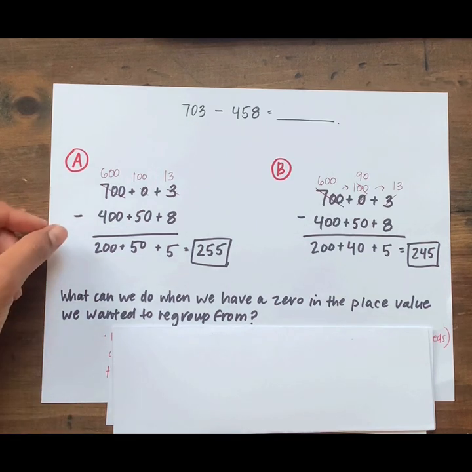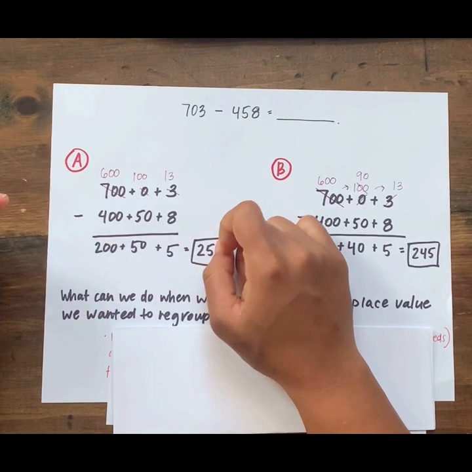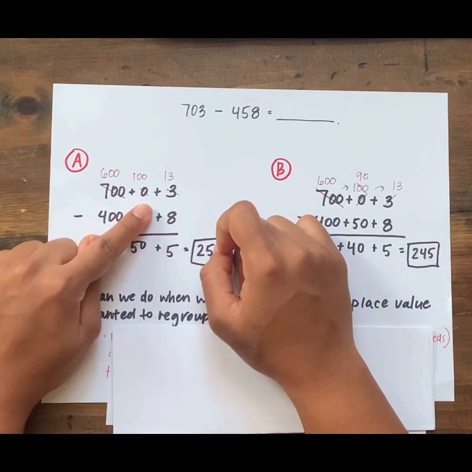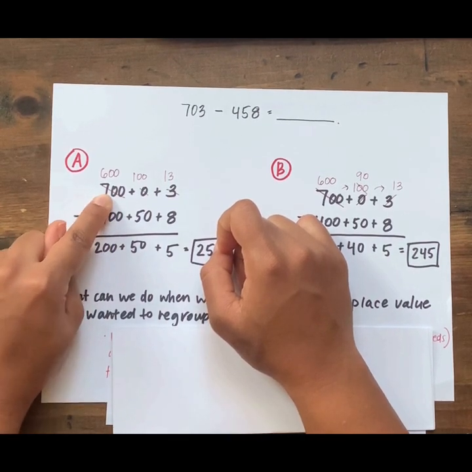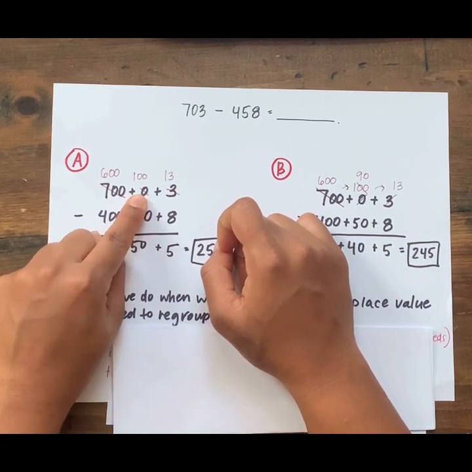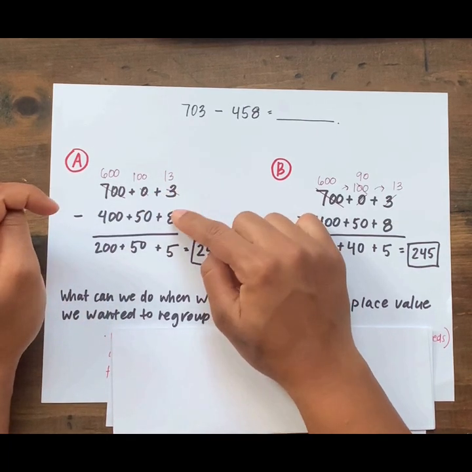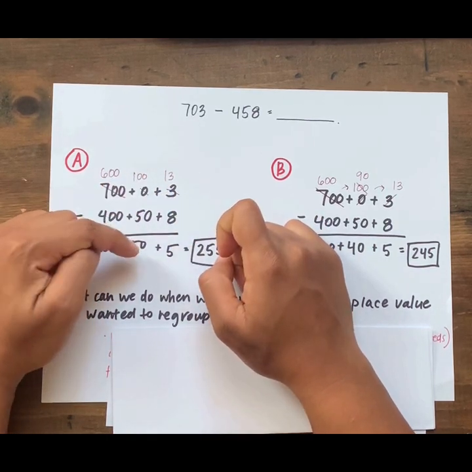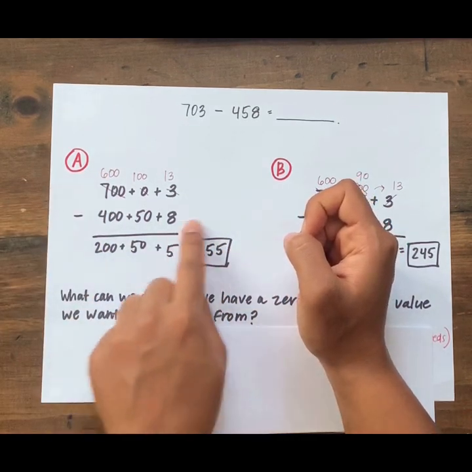I hear friends say that they agree with student A because they realized that they did not have enough to subtract in the ones place, so they regrouped from the tens place. They recognized that we had 0 in the tens place, so they moved to the next place value to the left to take from the hundreds place. They regrouped 100 to the tens place, then added 10 to 3 to have 13. 13 minus 8 is 5, 100 minus 50 is 50, and 600 minus 400 is 200, for a total of 255.